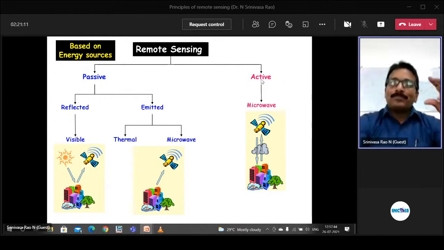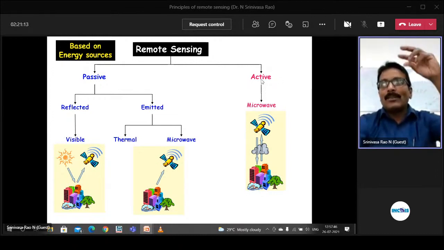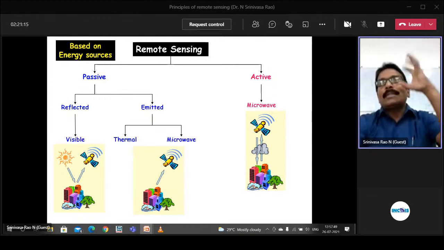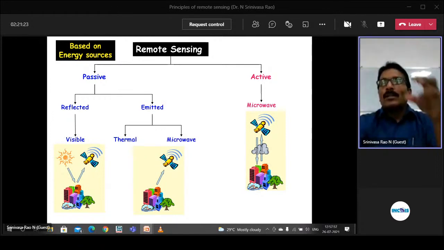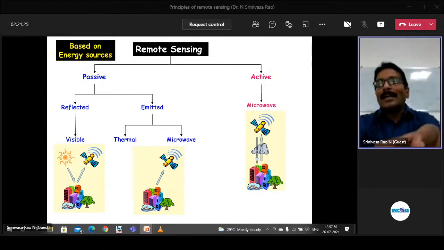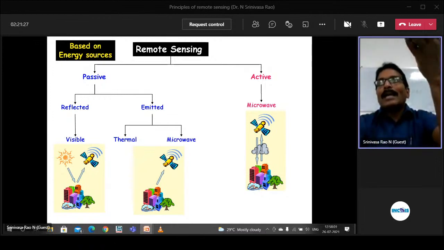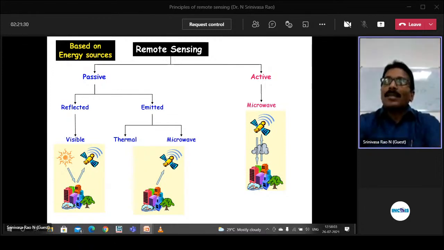In the sensor, we keep one energy source that produces the microwave. That microwave light we send to the ground. That light hits the target, and the reflected light comes back to the sensor. We measure it perfectly. So it's an active microwave.